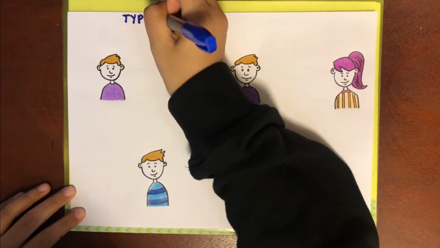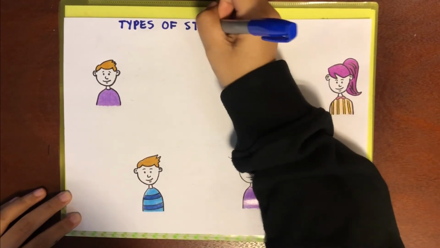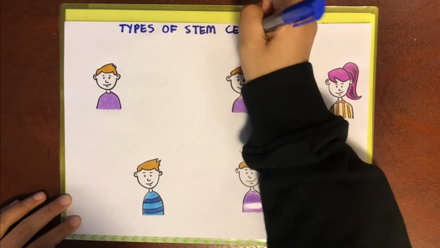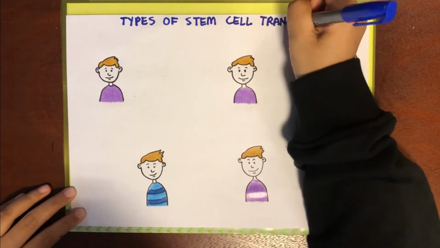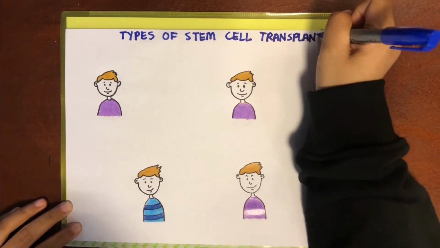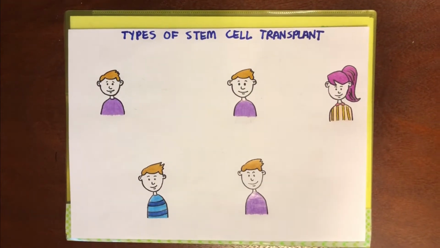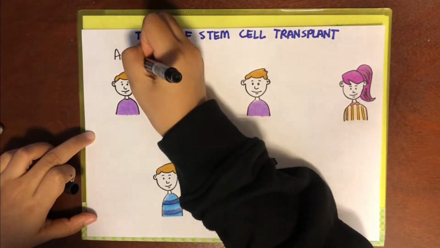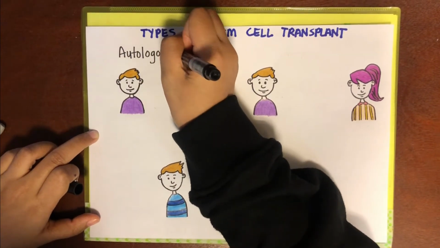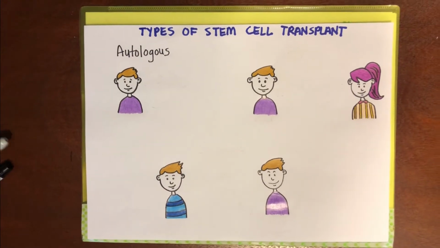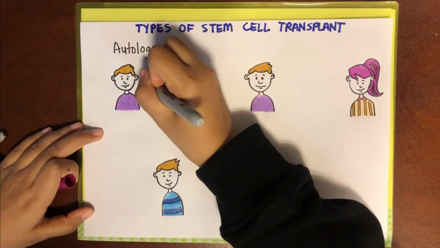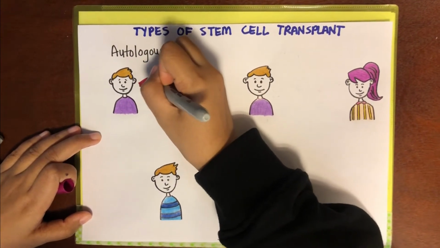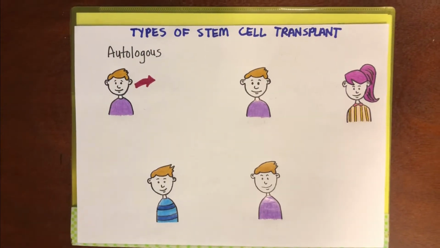There are three types of stem cell transplant, which are autologous stem cell transplant, allogeneic stem cell transplant, and syngeneic stem cell transplant. Autologous stem cell transplant uses healthy blood stem cells from your own body to replace your diseased or damaged bone marrow.